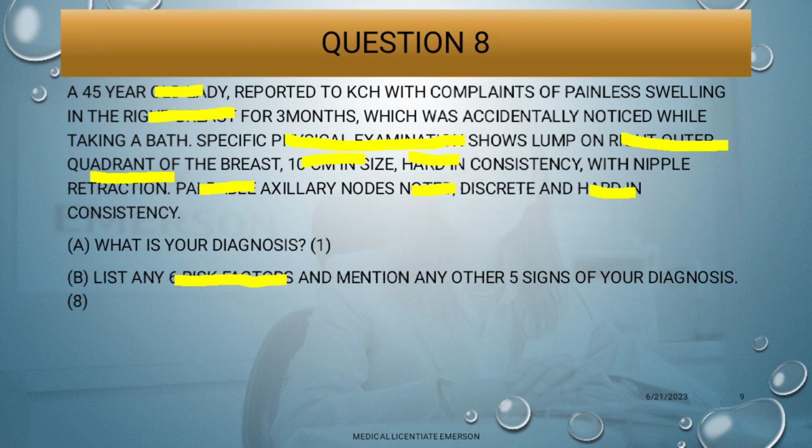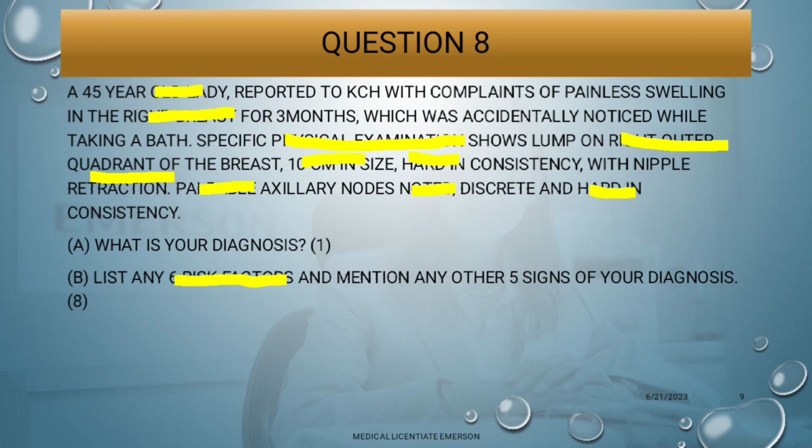Then under modifiable, you can have obesity and alcohol intake. You can also have use of estrogen-based contraceptives, and also nulliparity. But sometimes if you go above 35, even if you modify it, there's nothing, because there has already been chronic exposure to estrogen. So nulliparity is also one of the risk factors. So we are done with the risk factors.